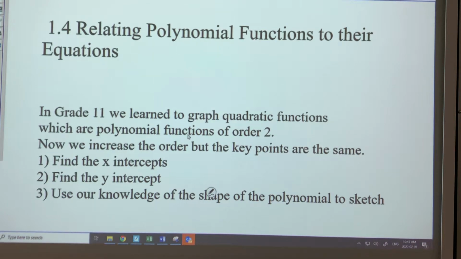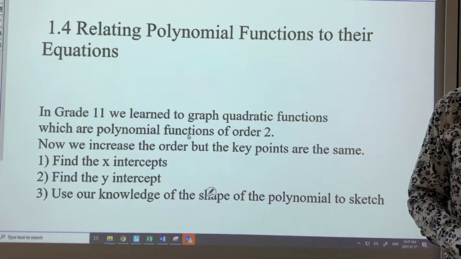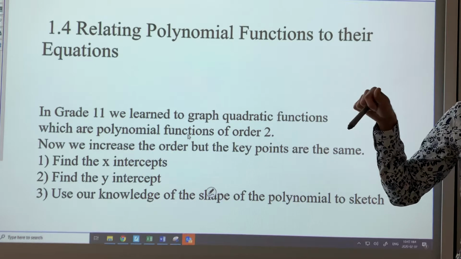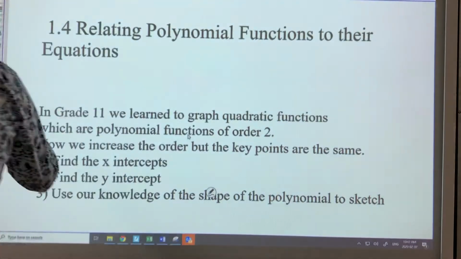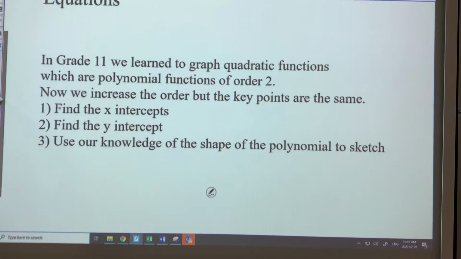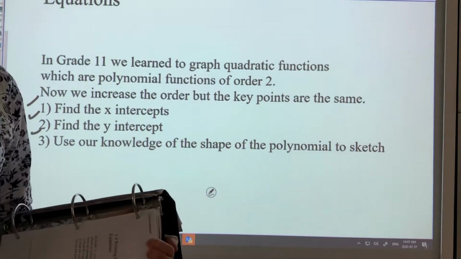We're going to look at actually graphing higher order polynomials today. There's a quick review of what we learned yesterday. I'm going to go through that really quickly because I think we did a good job yesterday and you have it in your notes. But basically, like I was saying, in order to graph these things, we need to find the x-intercepts, the y-intercept, and then use the knowledge of the general shape to get a sketch.